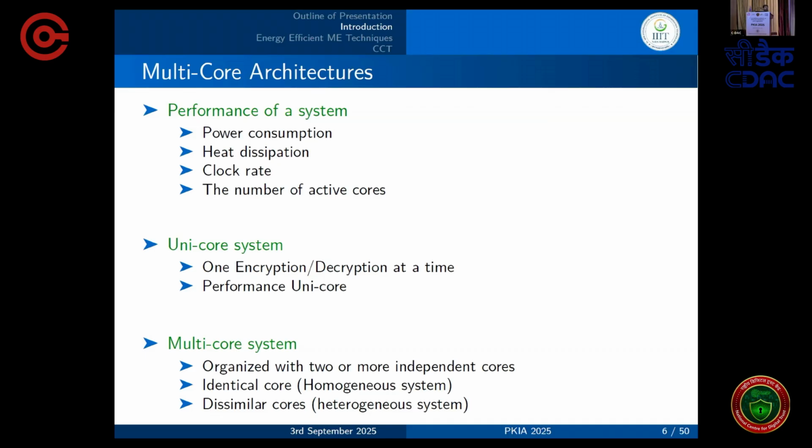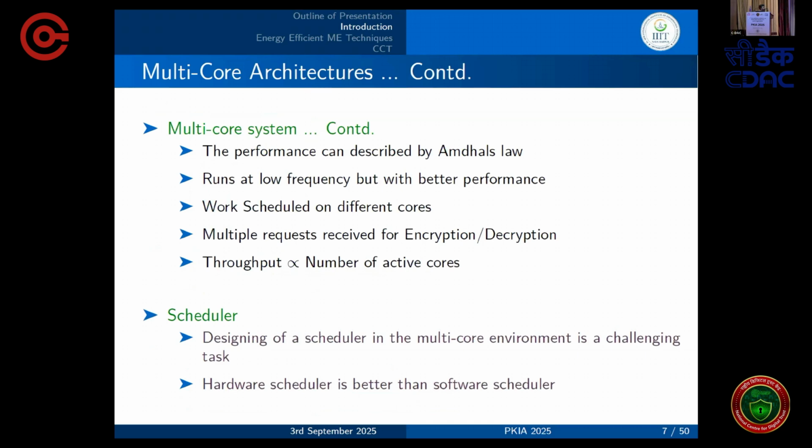Okay, so with the help of multi-cores, you can perform parallel operations, saving time. That means indirectly it is increasing the throughput and reducing the heat dissipation. Now, for managing the cores, we need a scheduler. If the system contains 10 cores, which operation will be given to which core? In a multi-core environment, the scheduler is going to play a major role.